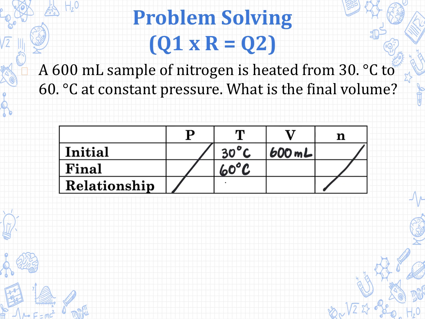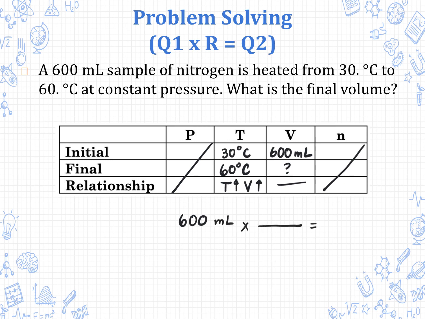So in our relationship, we're going to say temperature increased, because as we're going from 30 to 60, that's an increase. And if the particles go faster, but the number of particles stays the same, then the volume has to get a little bit bigger. Otherwise, we'd get more frequent collisions. So when temperature increases, volume increases. And on this problem, again, you don't have to write anything in the relationship column for the one that you're trying to figure out. Our quantity 1 is 600 milliliters, and then we're going to multiply by a relationship to get our final volume.